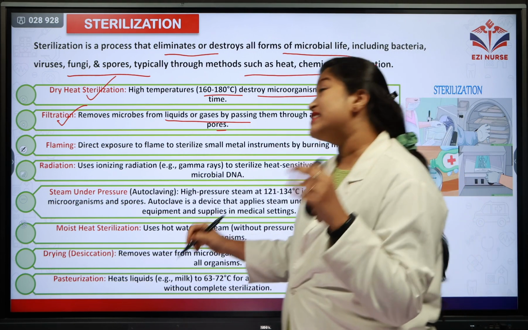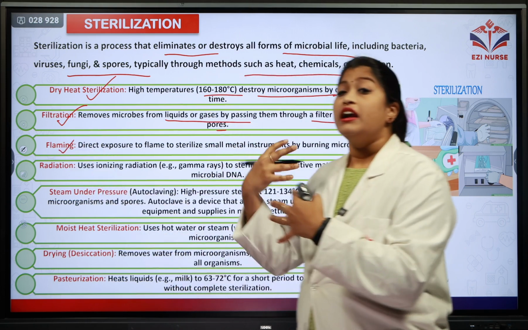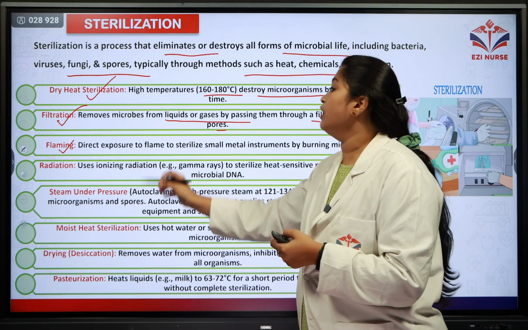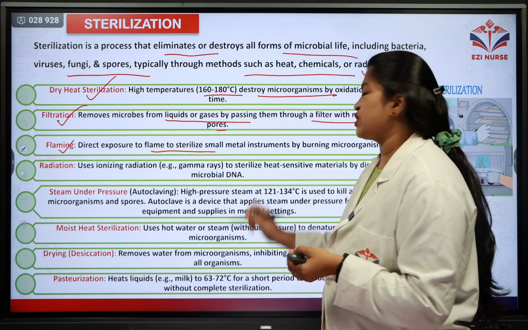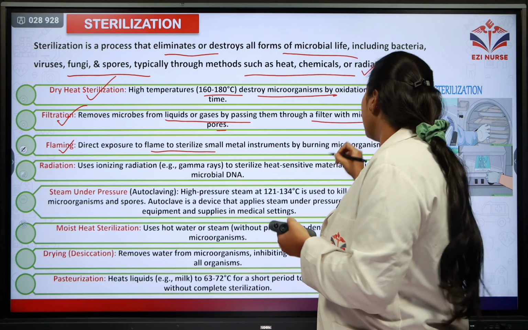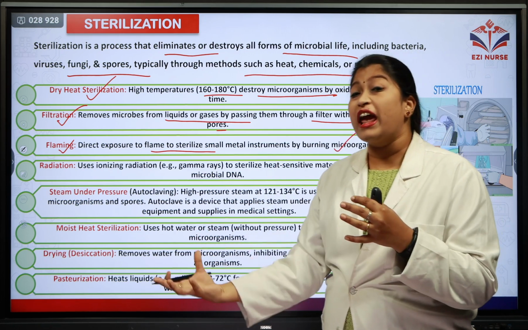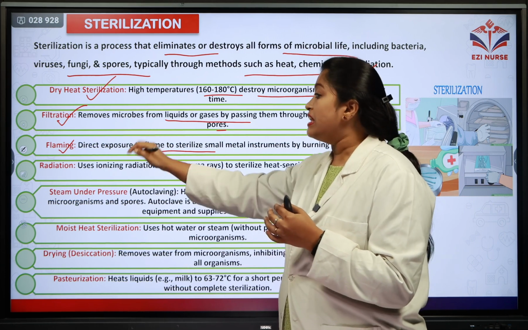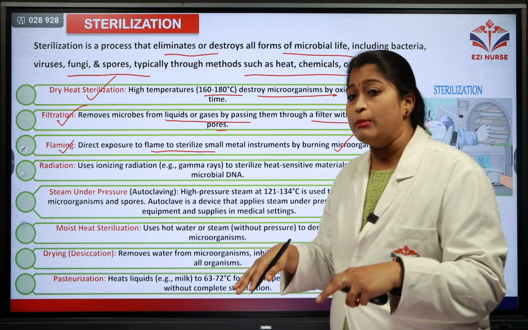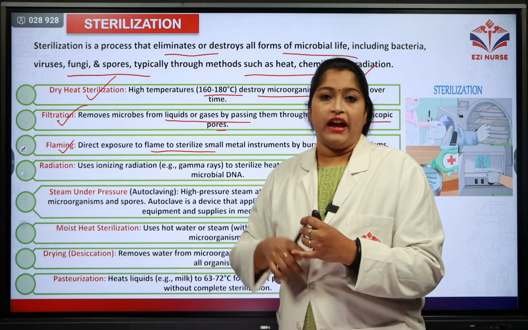Coming to the third one is the flaming process. That is, they are exposing directly to the flames in order to sterilize the small metal instruments. How? By burning the microorganisms. They are flaming it. They are burning these small metals and removing the microorganisms.